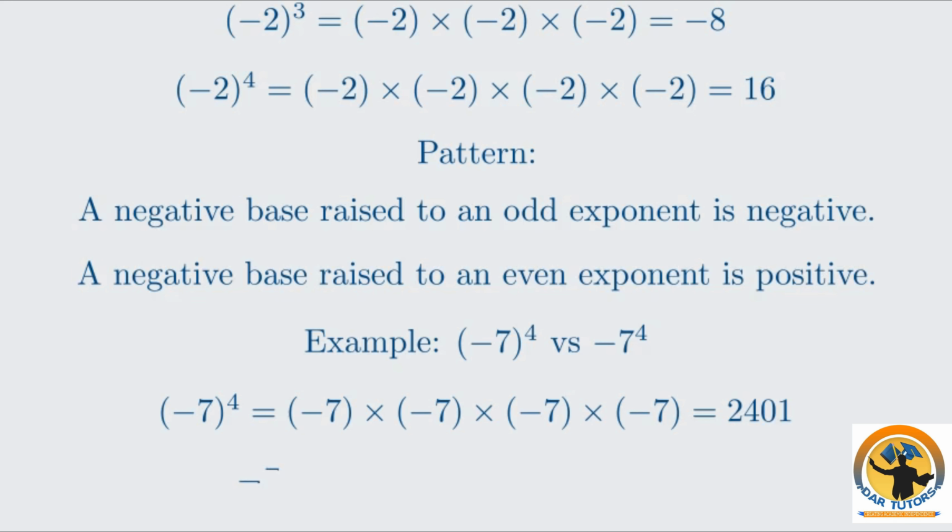In the second case, the base is 7, and the negative sign is applied after the exponentiation. So we calculate 7 to the power of 4, which is 2,401, and then we make it negative. The result is negative 2,401. The placement of the parentheses is crucial.